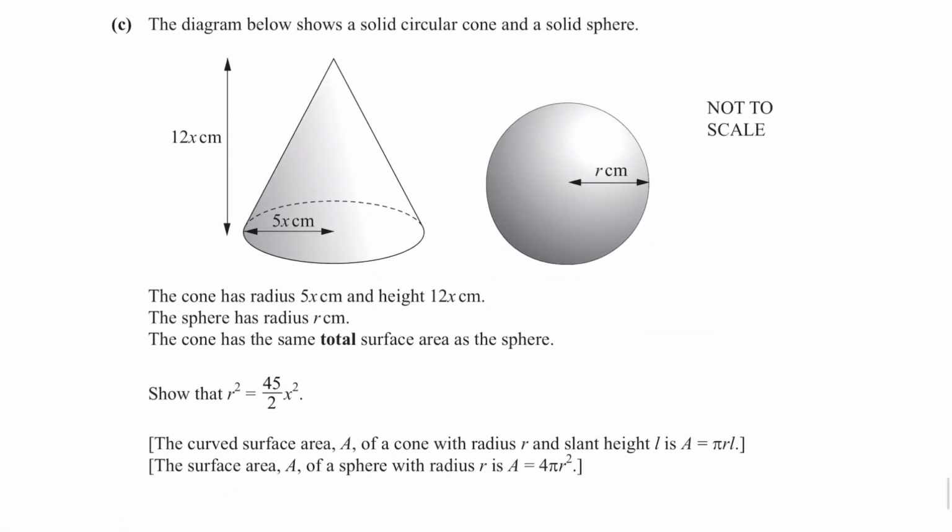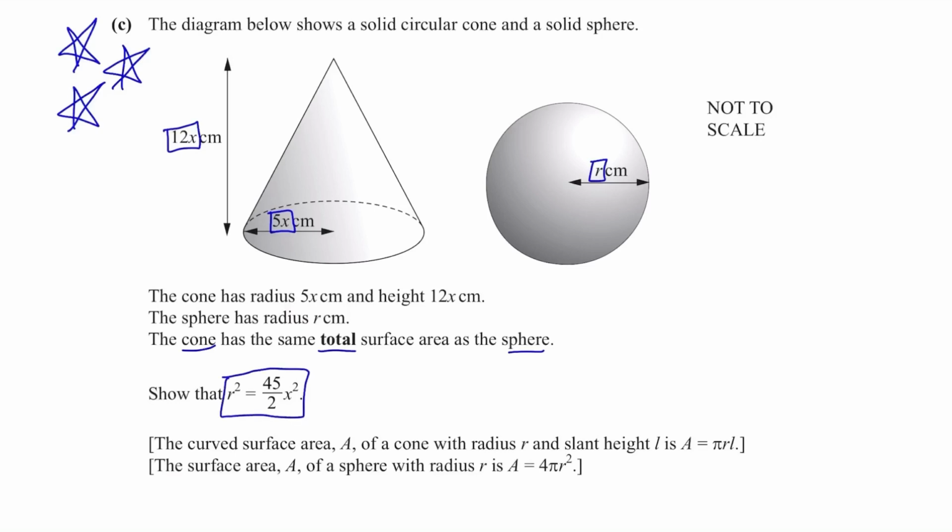Part C. The diagram below shows a solid circular cone and a solid sphere. I've seen many questions similar to this, so make sure you completely understand how to solve this. The cone has radius 5x cm and height 12x cm. The sphere has radius r cm. The cone has the same total surface area as the sphere. Show that r squared equals 45 over 2 x squared.